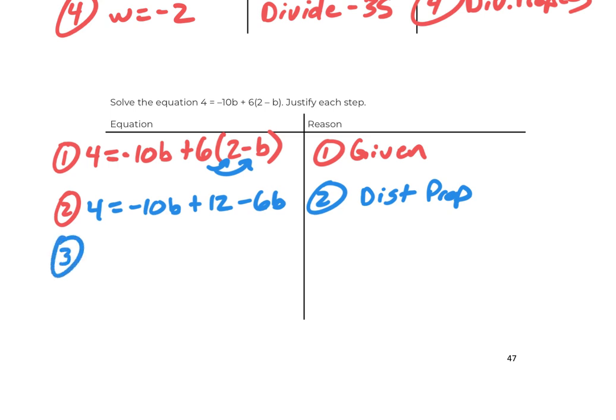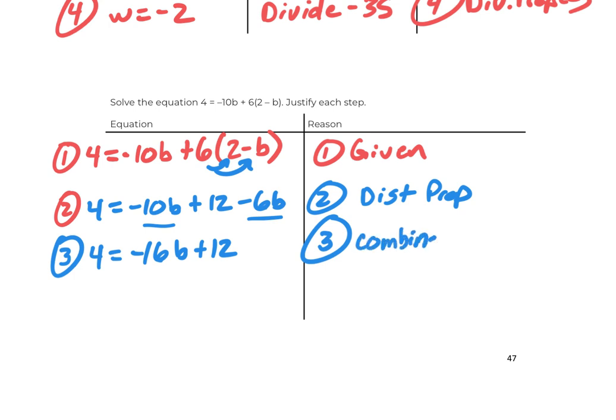Okay, for step 3, we haven't seen this one yet. Okay, as I solve this one, what would be our next step? Okay, good. Yeah, we have b's on the same side as one another, right? We got to put those together. And a lot of you guys said add like terms. What we have probably said before is combine like terms. As long as they have the same variable or the number.